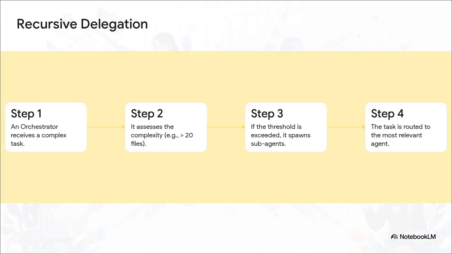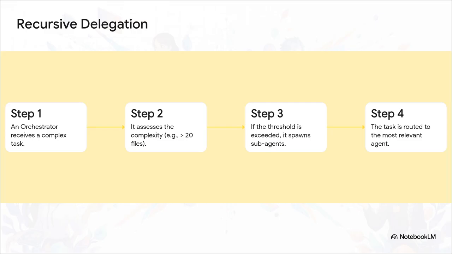Let's just walk through how this works. A task comes in, the orchestrator takes a look and goes, whoa, okay, this involves more than 20 files. That's way too complex for any one agent. So what does it do? It automatically spawns a whole new team of subspecialists and then routes the work to them. A little CSS change, that gets sent to a front-end agent.